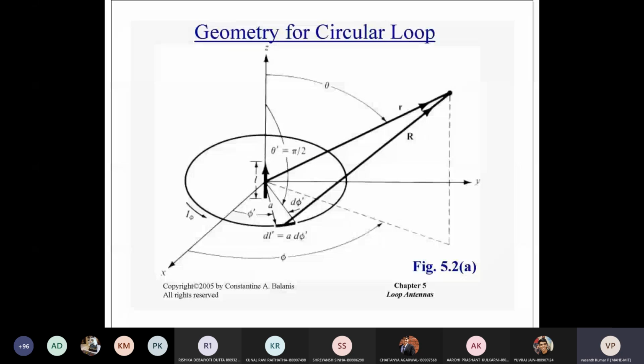So when do we use an array? With an array we can control the directivity and improve it. An array is a combination of more than one element or more than one antenna.